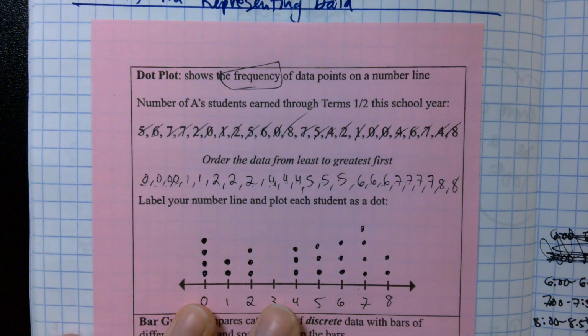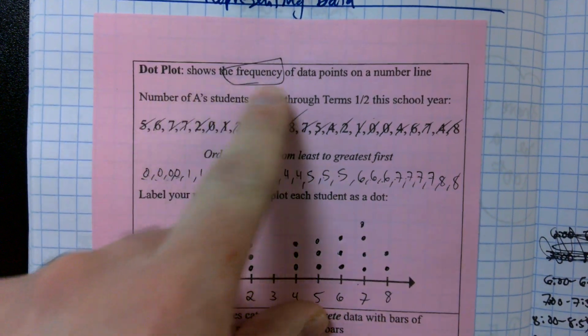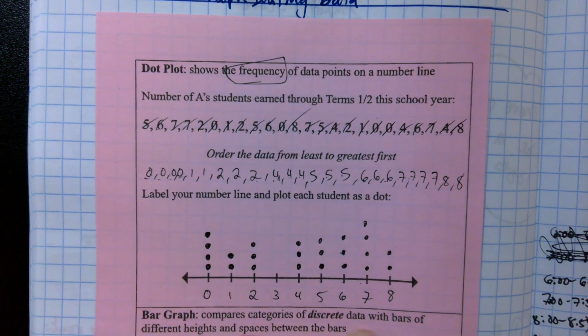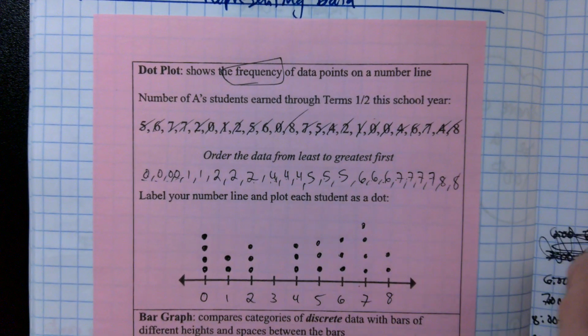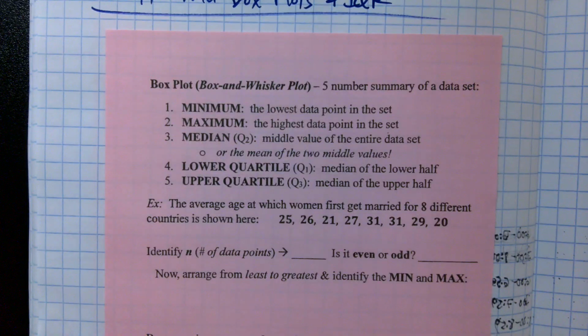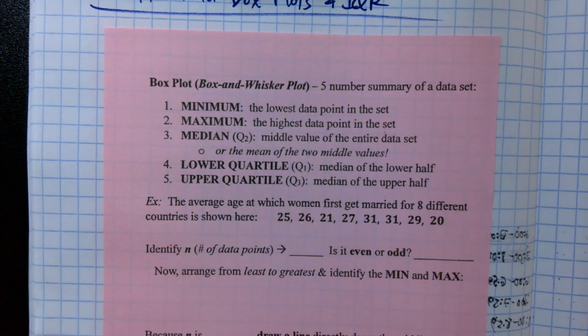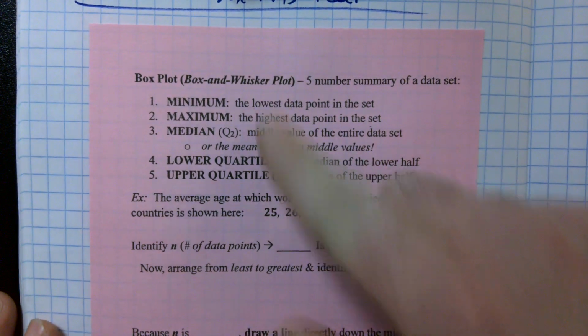So yesterday we talked about, what does a dot plot do? It shows the frequency of data points. What does a bar graph do? It compares discrete data with bars. A histogram compares continuous data with bars. A box plot is a 5-number summary of a set of data. Okay, here are the 5 numbers.